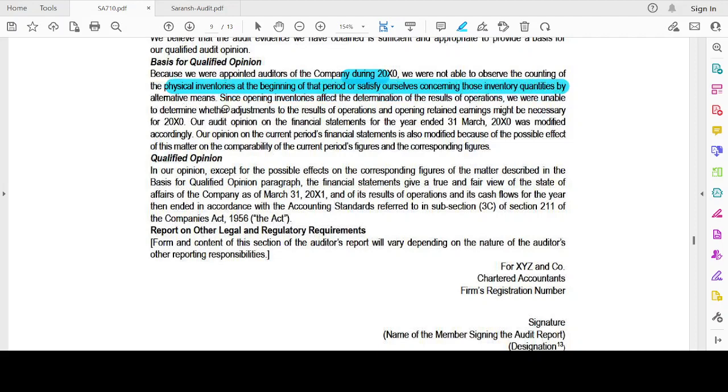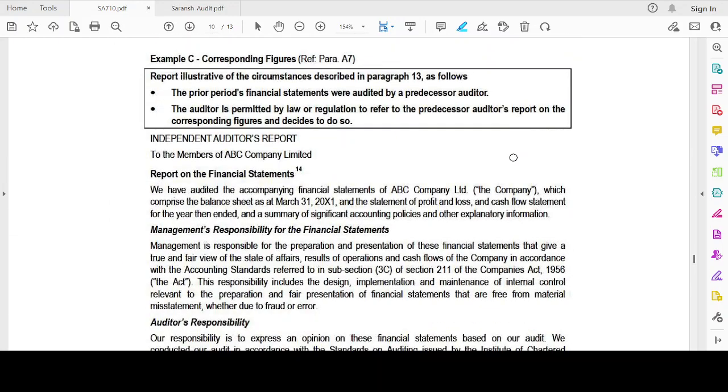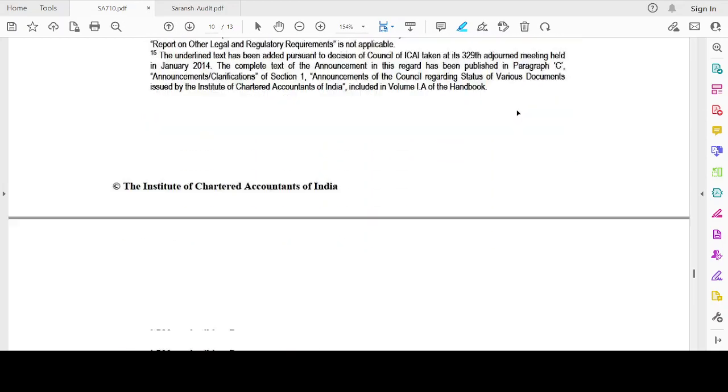Since opening inventories affect the determination of results of the operations, we were unable to determine whether adjustments to the result of operations and opening retained earnings might be necessary for 2080. Our opinion on the financial statement for the year ended 31st March was modified accordingly. Our opinion on the current financial statement is also modified because of the possible effect of this matter on the comparability of the corresponding figures. Now, see, it was audited by a predecessor auditor, and the auditor is permitted to refer to the predecessor auditor's report. Then we will refer to it in such a way.